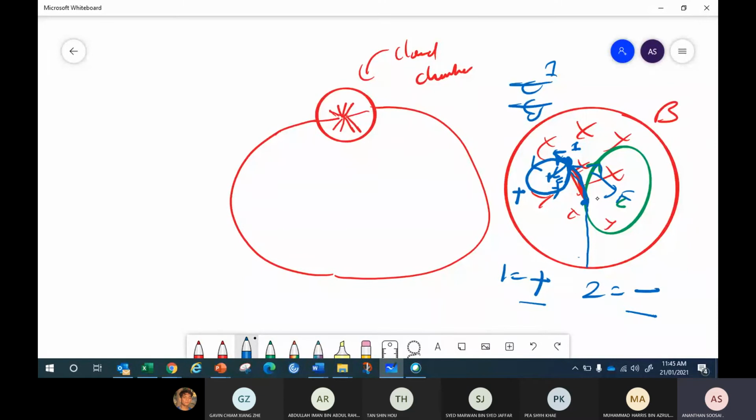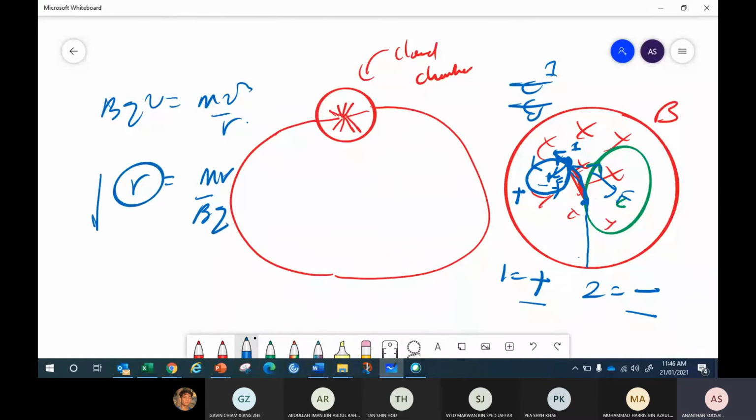And another thing: if both have charge, then what else can they investigate? Using the radius, they can investigate the mass and the charge possessed by the body. How? Just now, BQV must equal mV squared over R. So R is mV over BQ.